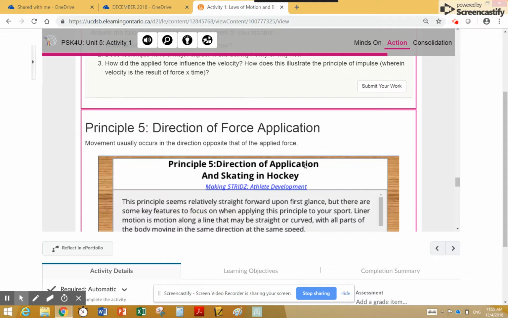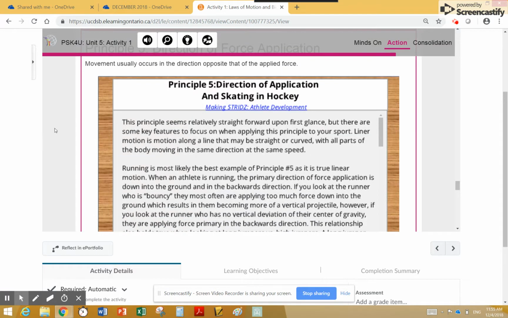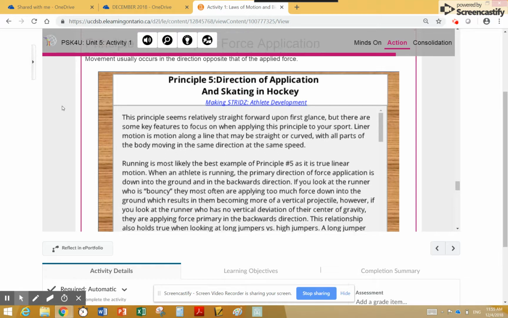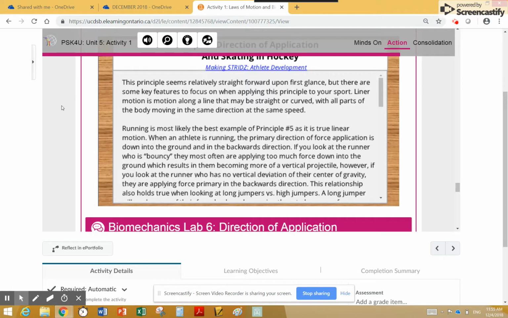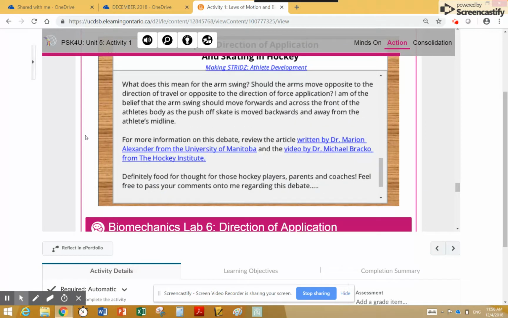through this drop box. Principle 5 is your direction of force application. So again, movement usually occurs in the direction opposite that of the applied force, which makes sense. But there's a little article here about hockey, and hockey is a little bit different. Think about the fact that we have 2 skates on, and when you're making a push, what direction is the hockey player going? In theory, they should be pushing straight back, but often hockey players, or skaters or figure skaters, don't. So how is it that there's an adjustment made, or how is it they end up going straight even though they're not necessarily pushing straight back? This article talks about that.